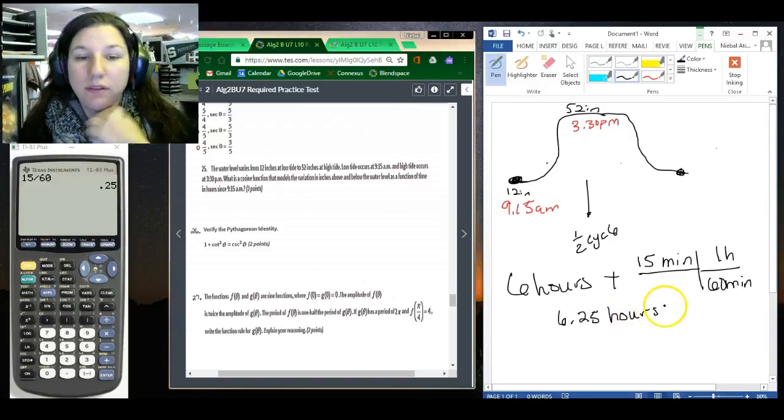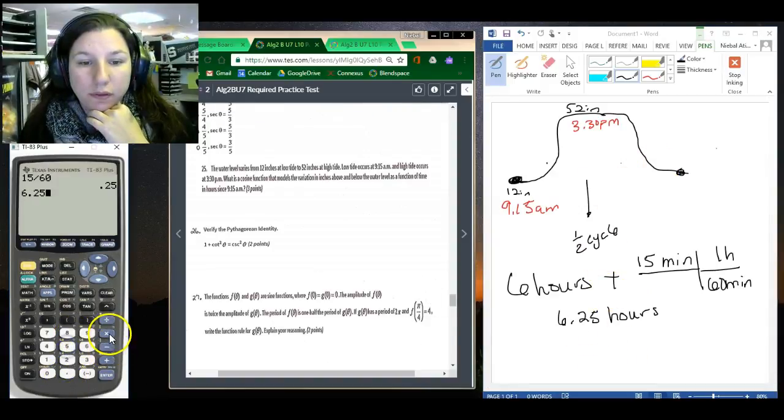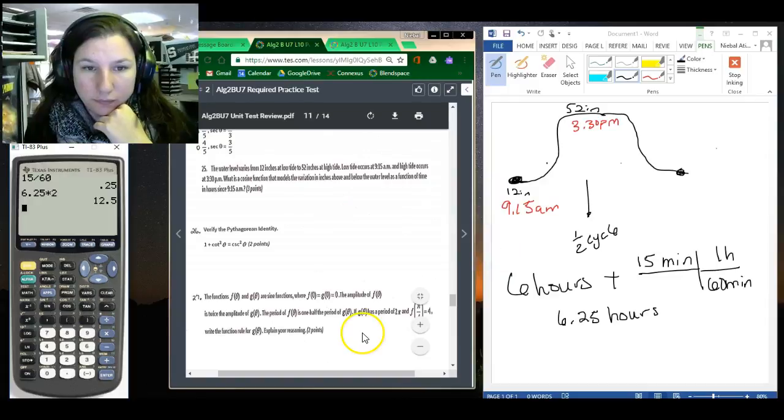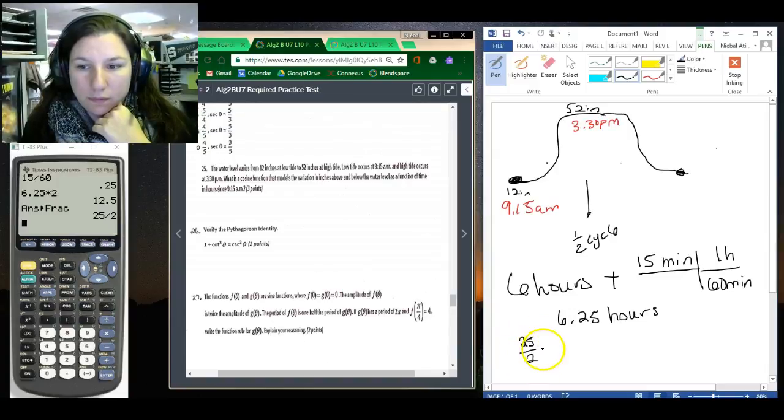And remember, we needed to double that to get a full cycle. So 6.25 times 2 is 12 and a half hours. Or let's put this as a fraction, 25 over 2 hours, okay?